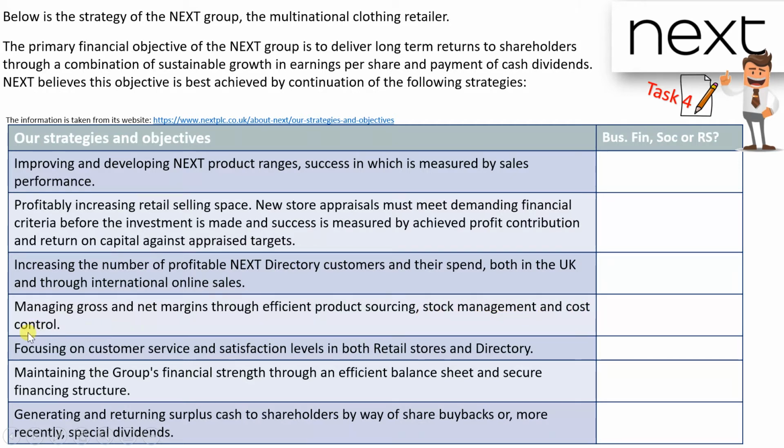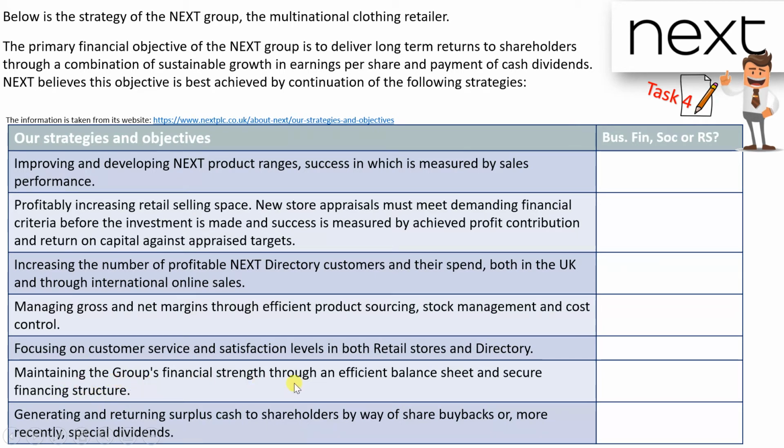Number 5, focusing on customer service and satisfaction levels in both retail stores and directory. And number 6, maintaining the group's financial strength through an efficient balance sheet and secure financing structure. So let's look at what they mean. Focusing on customer service and satisfaction levels, straightforward. They want to keep customers happy in store and on the directory. So that's in store and on their catalogue, which is their name for their directory.